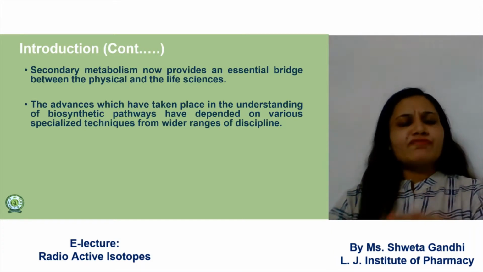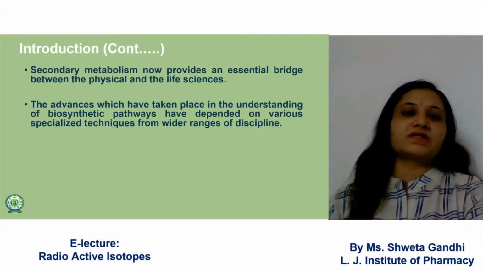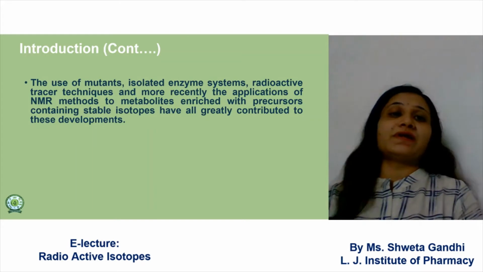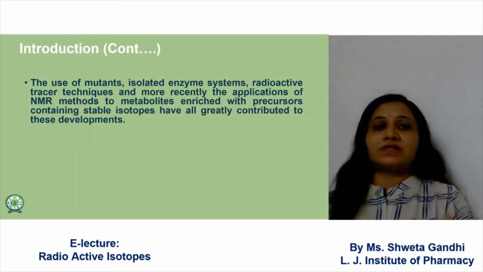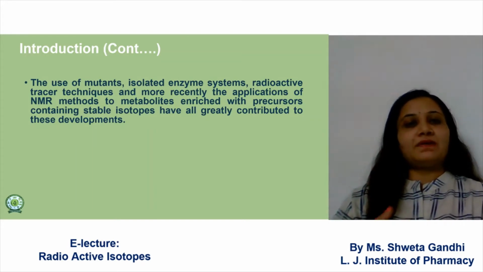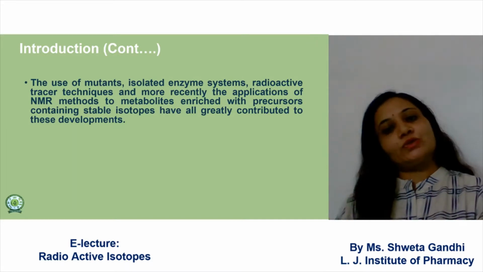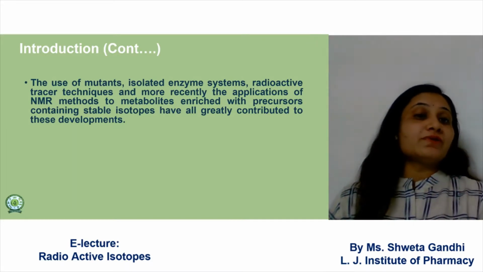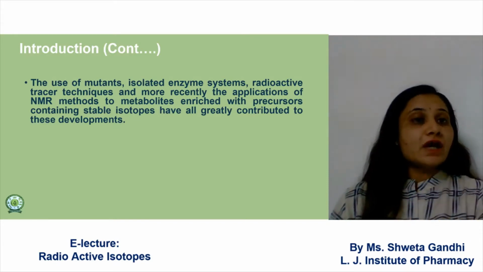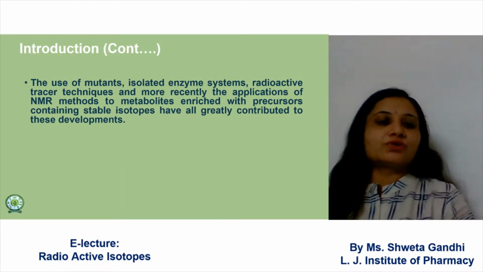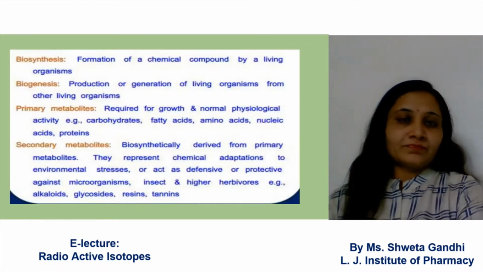There are different ways and different processes for the determination of radioactive isotopes in biogenetic studies. For example, we can do it through the use of mutants, isolated enzyme systems, radioactive tracer techniques, and nowadays NMR methods are also used for isotope developments.